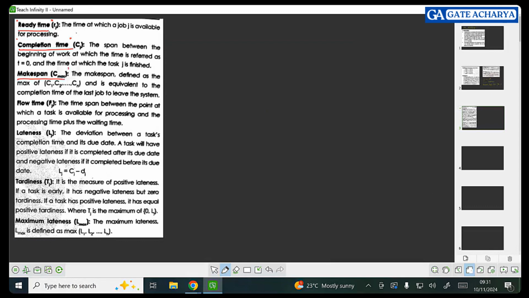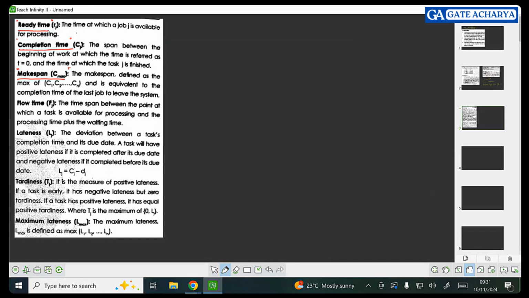Next is make span. Make span is defined as the maximum of C1, C2, and so on, and it is equivalent to the completion time of the last job to leave the system. What is a make span? No idea? See, 10 jobs are coming into the system. What is the time the last job leaves the system? The last job will obviously get its operation last.